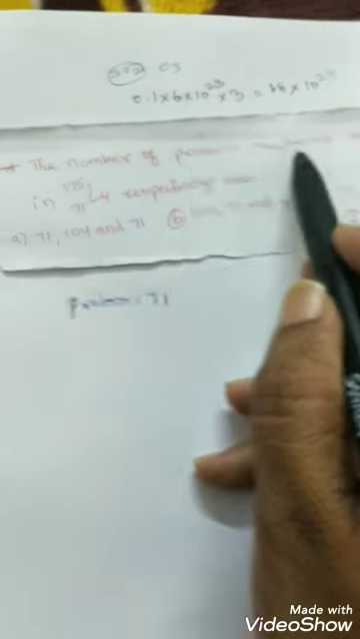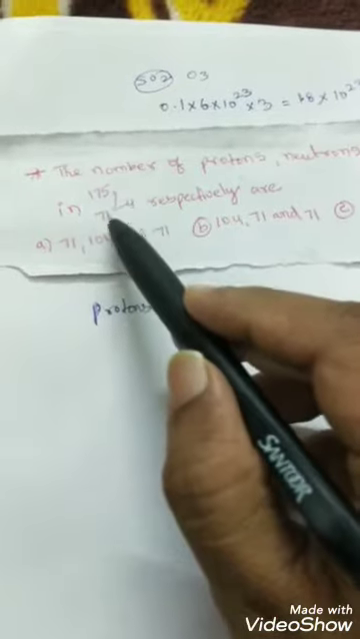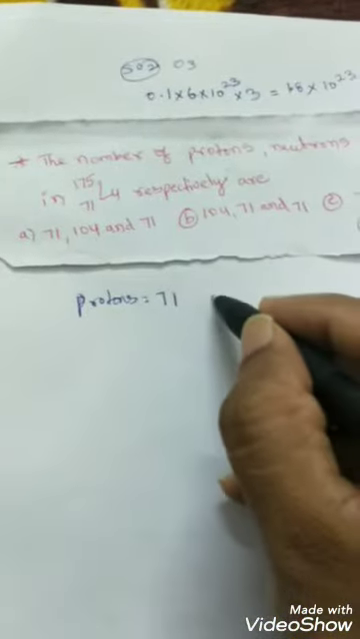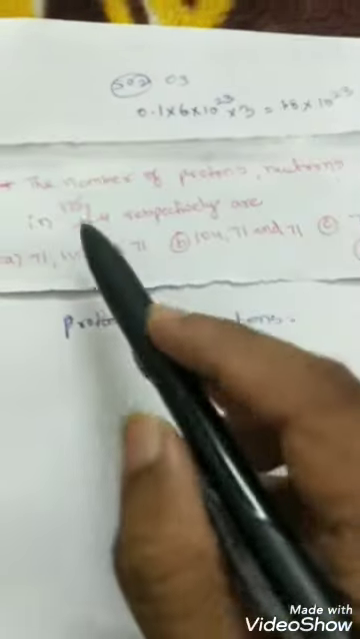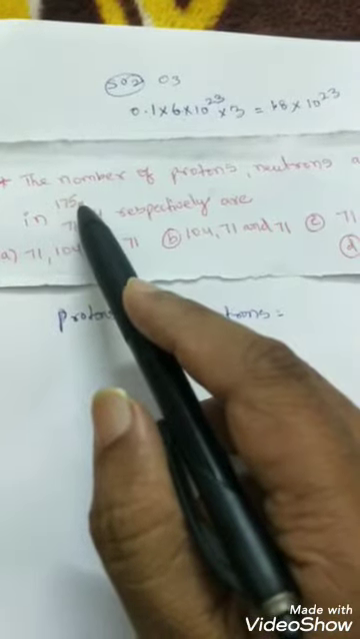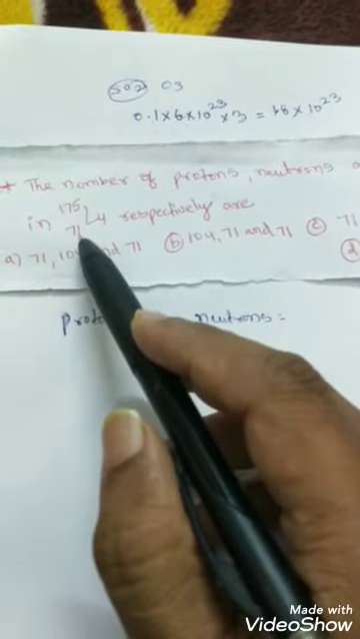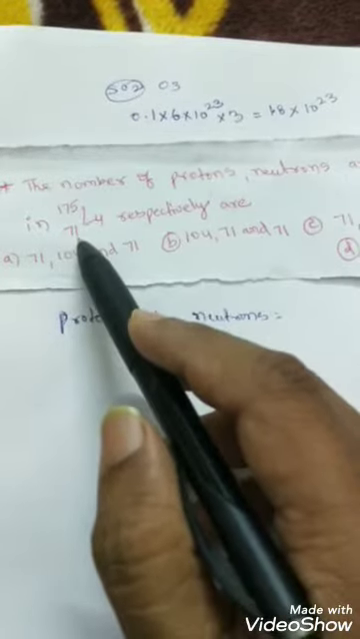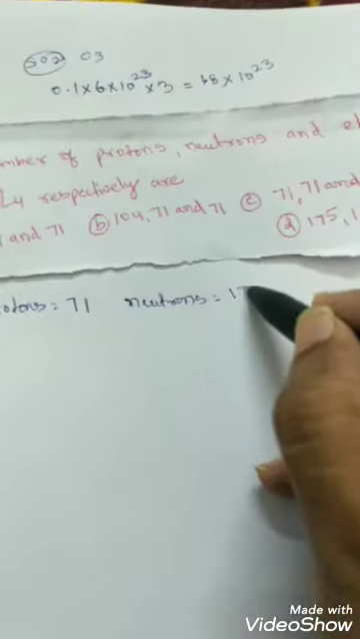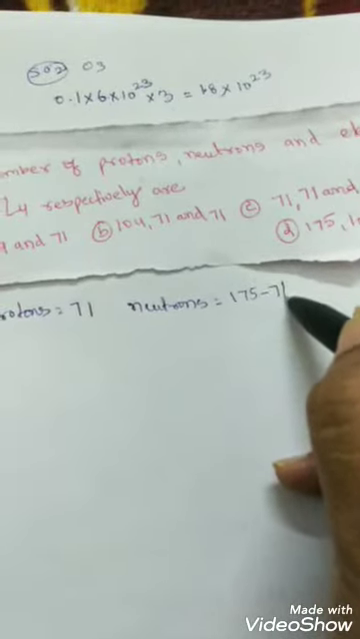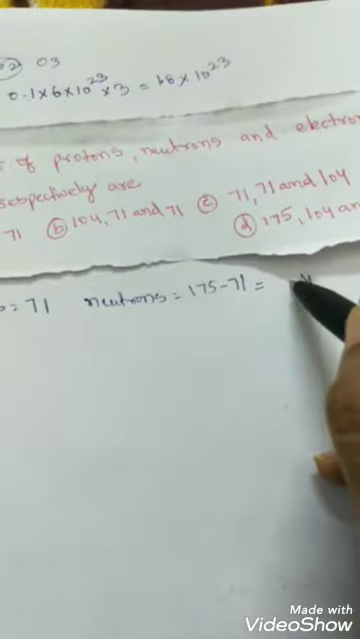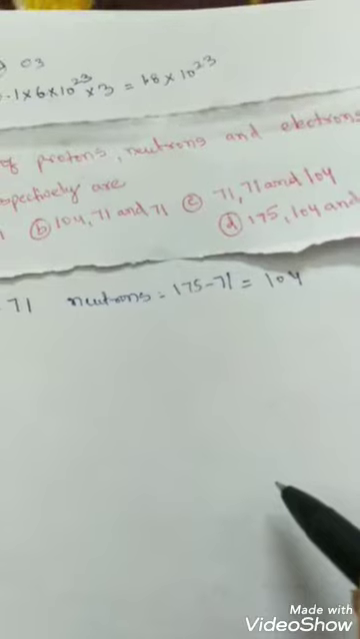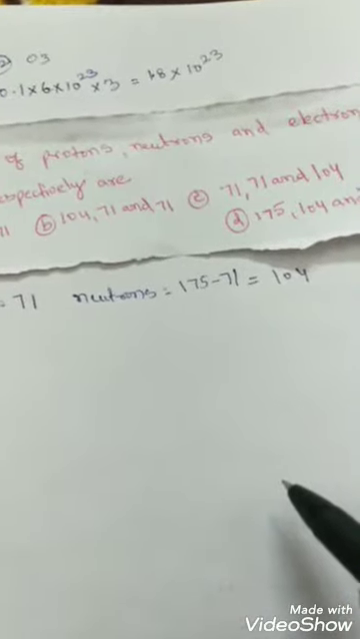And next, neutrons. Here you cannot read off the neutrons directly; you have to find them by a formula. Neutrons equals 175, which is the atomic mass, minus 71, which is the atomic number. So 175 minus 71 is 104 neutrons. So neutrons are atomic mass minus atomic number.